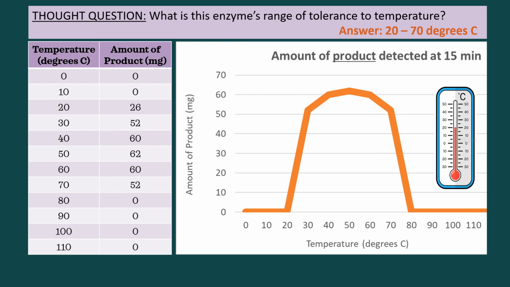It's this full range from 20 to 70 degrees, outside of which we notice the graph is flat and there's no product detected in those very hot and very cold test tubes. At these extreme temperatures, it's possible, well, it's likely that the enzyme denatured.